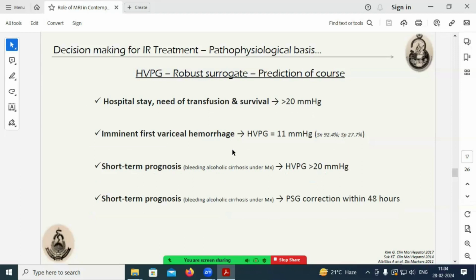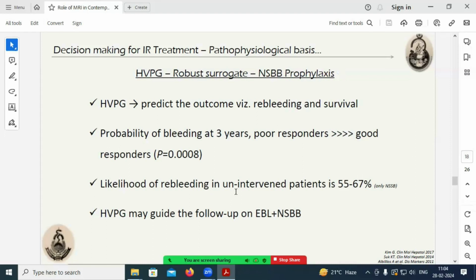If a patient of alcoholic cirrhosis walks into your ER and you are able to correct the portosystemic pressure gradient within the first 48 hours to show that he's a responder, then that's a very good green flag for the patient in the long term.